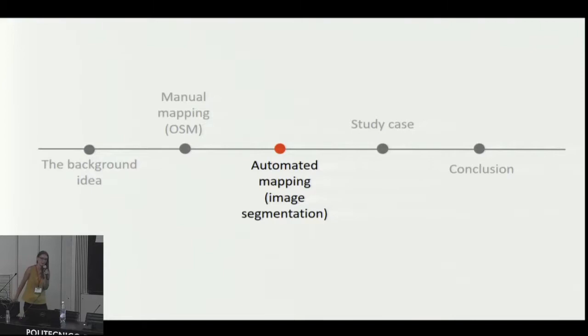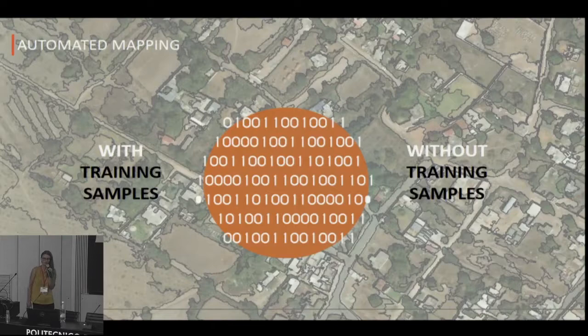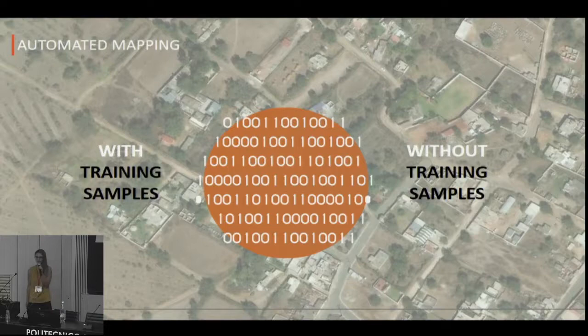But now, in the second year of my PhD, I started to use automatic methods to map areas from satellite images, and I talk about image segmentation. As you may know, there are two kinds of automatic approaches, methods we can use: with training sample and without training sample.